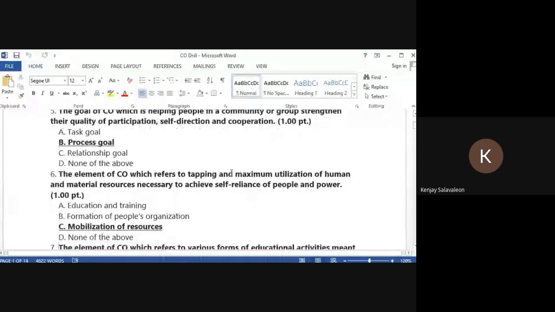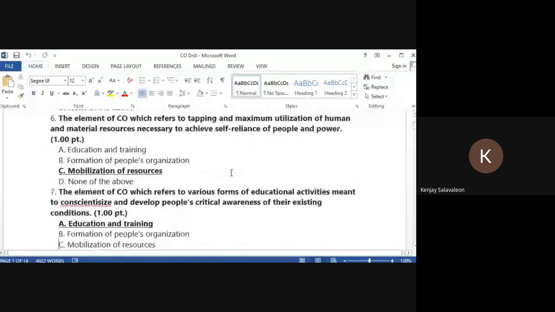Number 6, element of CO, which refers to tapping and maximum utilization of human material resource necessary to achieve self-reliance of people in power is, so marami tayong elements of community organizing, some of which are education and training, formation of people's organization, and mobilization of resources. Ang obvious naman no na merong utilization of human and material resources. The mobilization of resources is what we're looking for.